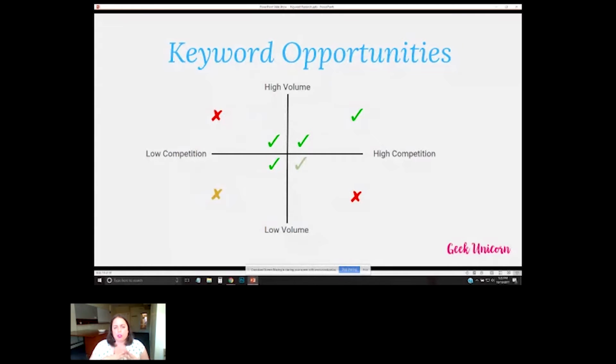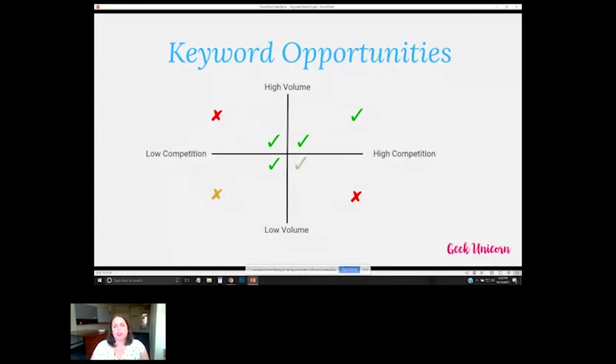But certainly, you can definitely go for that. And then I have some X's. On the extreme of high competition, low volume, if it's really, really high competition but still not a lot of returns, I would say don't even bother. If it's really low volume and low competition, it's kind of up to you.